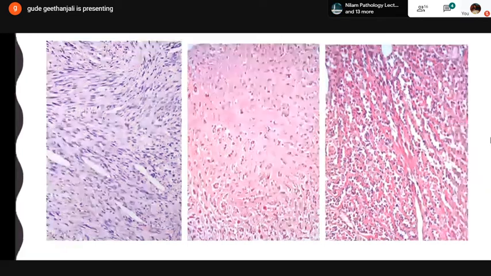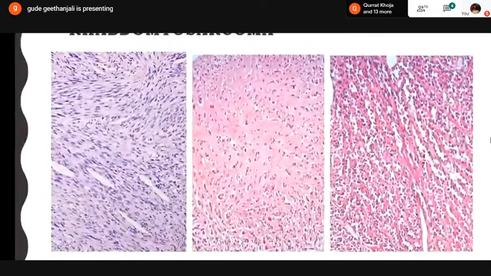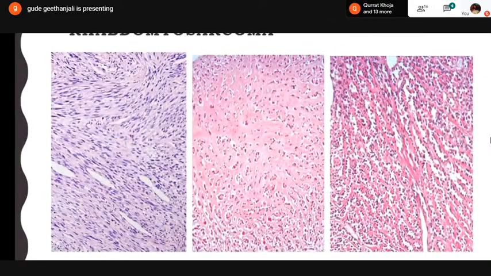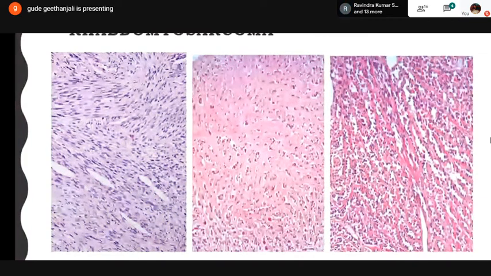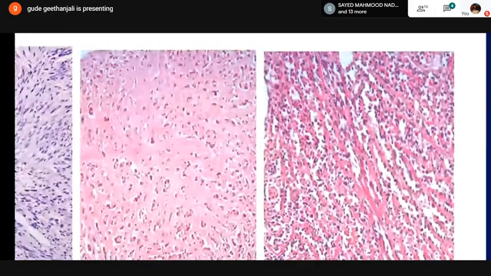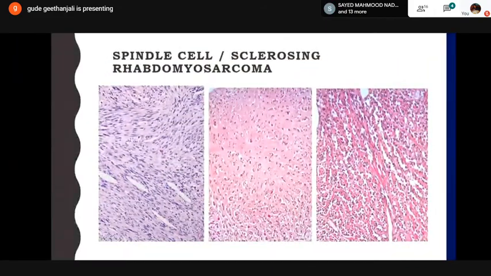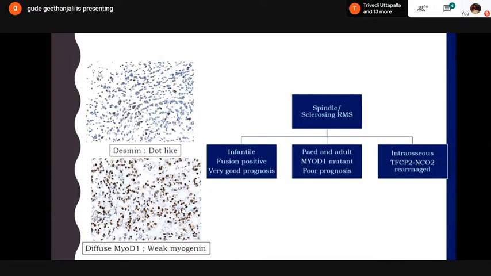The other closely related variant is the sclerosing variant. In this sclerosing variant, you have a dense thick band of sclerosis in the background. Because of the sclerosis, the cells are arranged in a cord-like pattern or trabeculae, and sometimes a pseudovascular pattern. The presence of abundant sclerosis in the background is characteristic of sclerosing rhabdomyosarcoma. These spindle and sclerosing rhabdomyosarcomas show dot-like positivity for desmin, whereas there is diffuse positivity for MyoD1, and myogenin can be weakly positive. So we have to choose IHC based on the morphology.